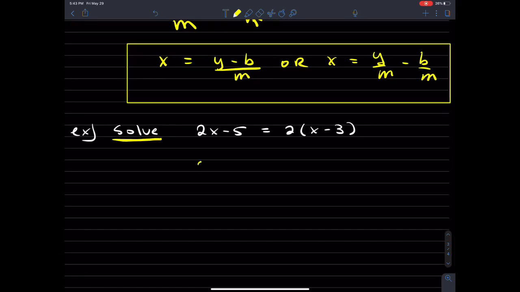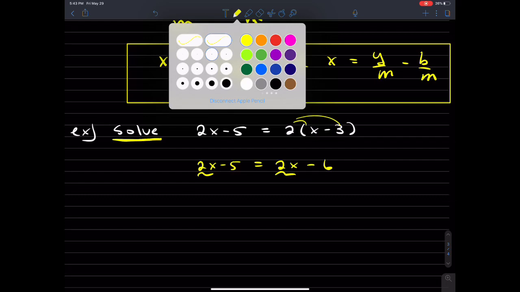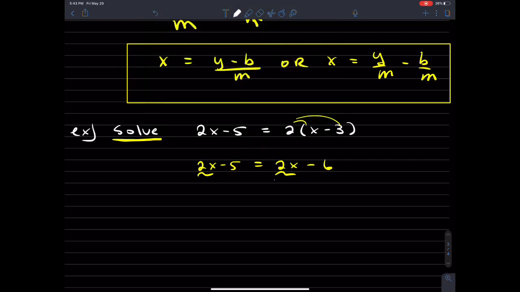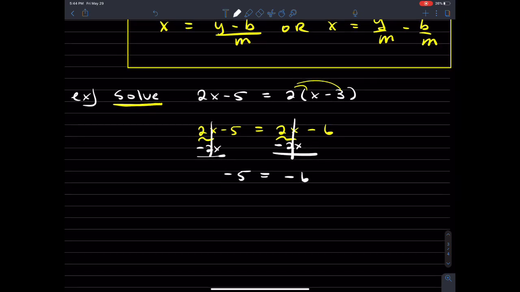So we have 2x minus 5 on the right. We want to get rid of the parentheses first. So we distribute 2x minus 6. And we have a 2x on both sides. So what's going to happen when we subtract 2x on both sides of the equation? Cancels over here, I get minus 6. Over here it cancels also, and all my variables disappeared, and what I'm left with is a false statement.